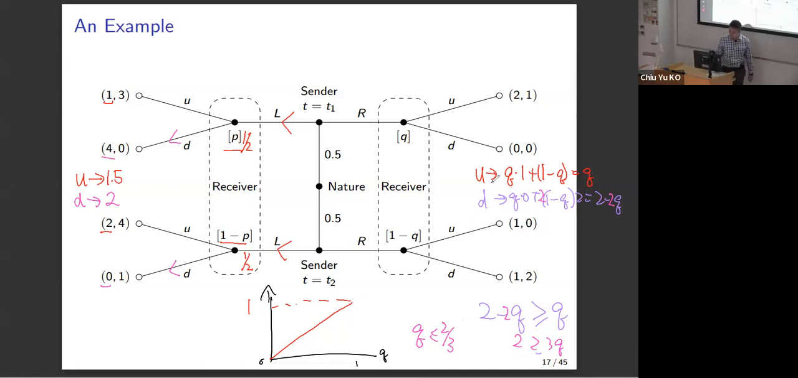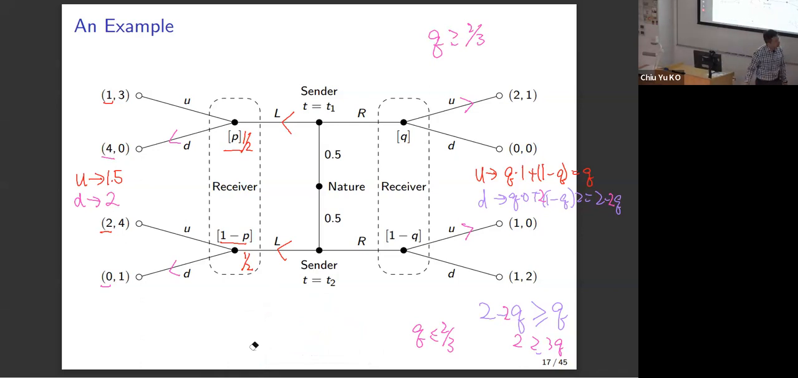So actually there will be two scenarios. When Q is very large, only if it is more than 2/3 would you choose up. Otherwise you would choose down. So there are two scenarios, and that's why you can see it is very complicated even in this example, depending on Q. Let's look at the first case: Q is bigger than 2/3. In that case, U will be chosen.